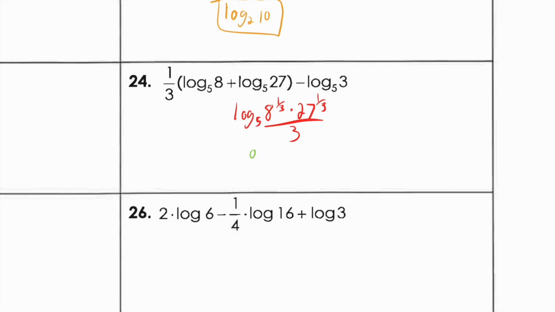8 to the power of 1/3 is 2. And 27 to the power of 1/3 is 3, cube roots. And then over 3. And that ends up being log base 5 of 6 over 3, which is log base 5 of 2. So I just kept simplifying as much as we could until we couldn't anymore.